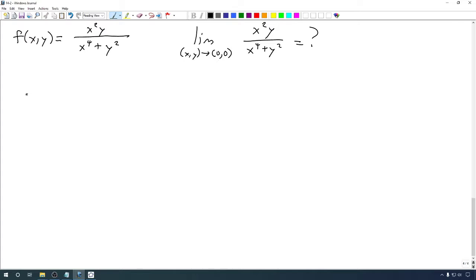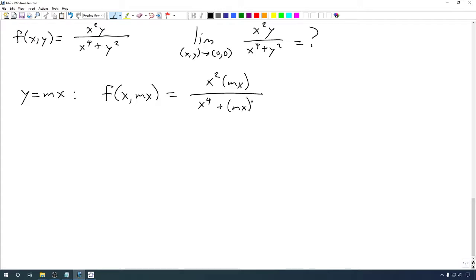We could go ahead and try looking at the axes. Do we approach a particular value along the axes? We could try other lines. In fact, let's look at every possible line through the origin. If we pick the line y equals mx, so this is the general format for a line through the origin, aside from the y-axis itself, we basically just replace the y with mx. So we have f of x, mx. We have x squared, but then we have mx replacing the y. We have x to the fourth, and we have mx squared.